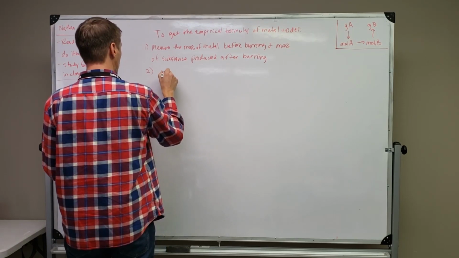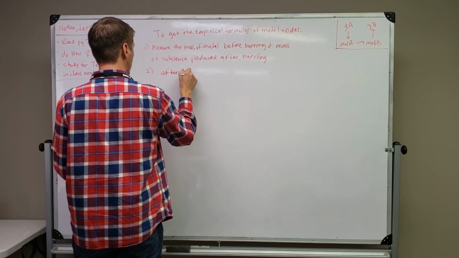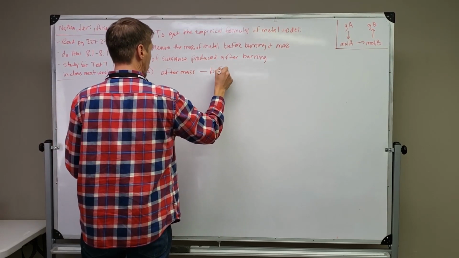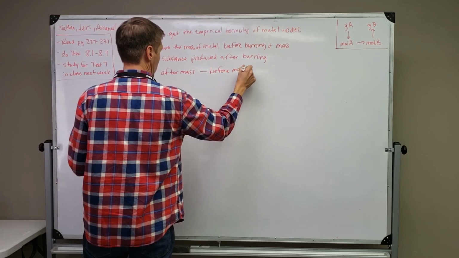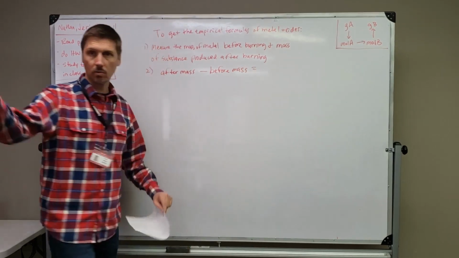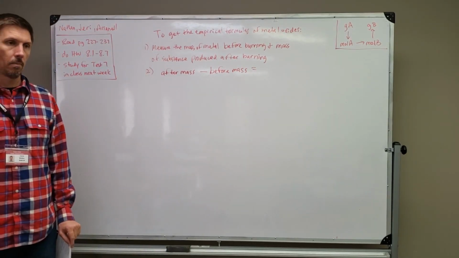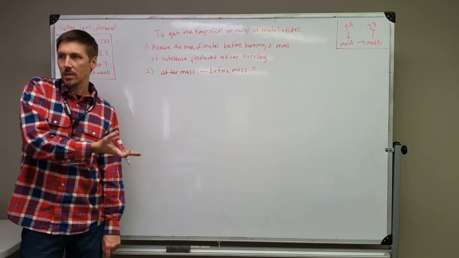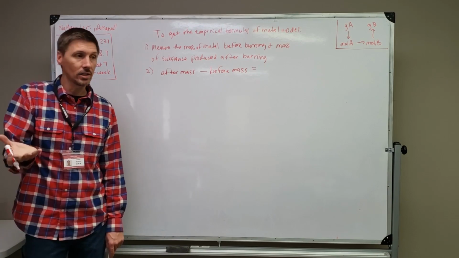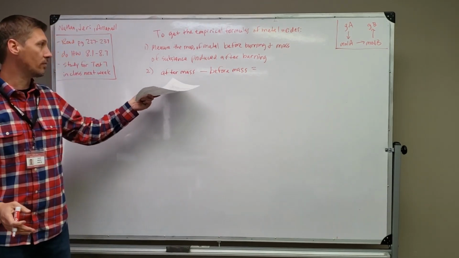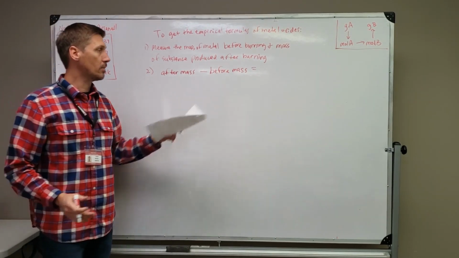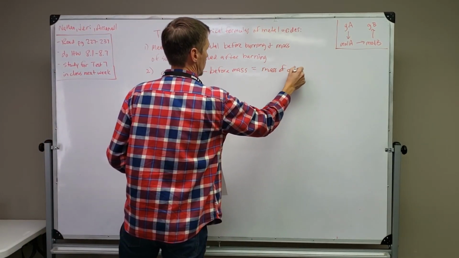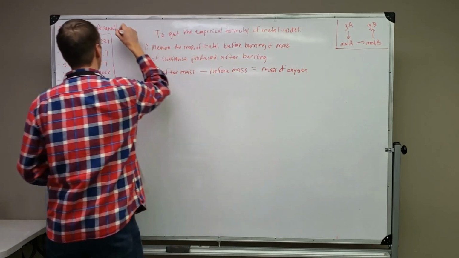All right, so then after you do that, you take the after mass and subtract from it the before mass. And what is that going to equal based on what I just told you? Is it more massive at the end than it was at the beginning? Oxygen. Because oxygen's been added. So if you take the after mass and you subtract the before mass, you're going to get the mass of the oxygen. Right?